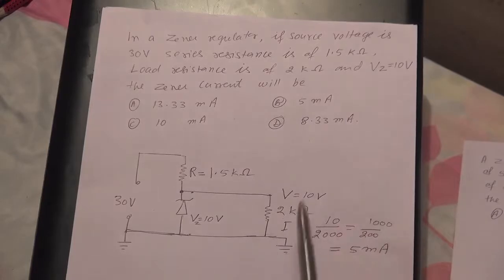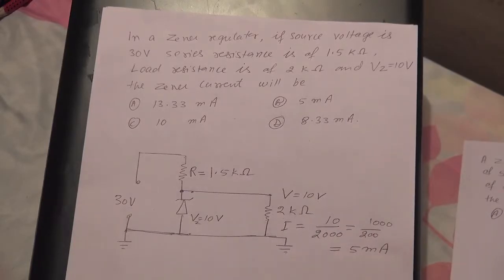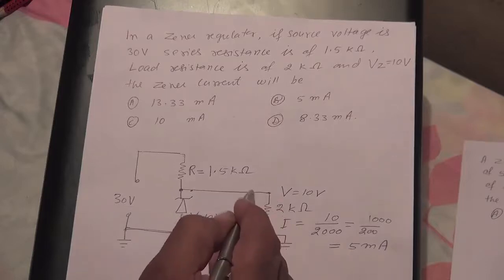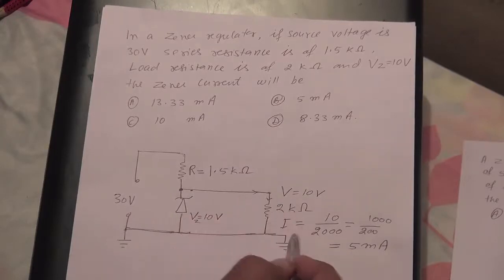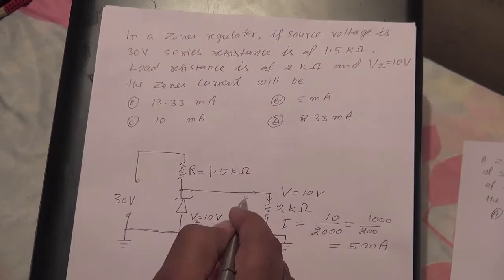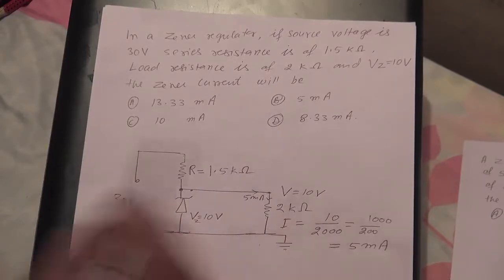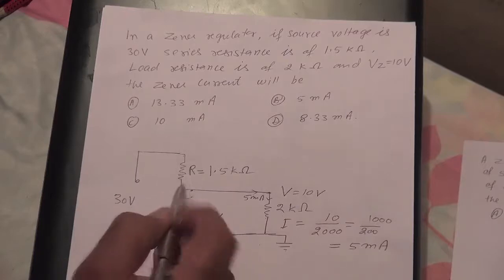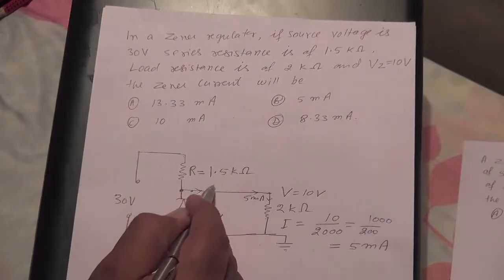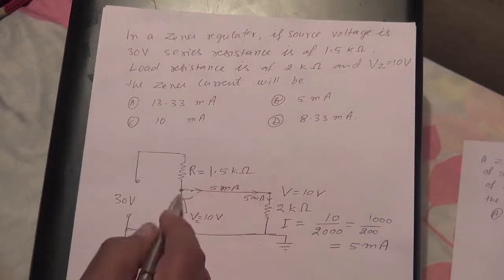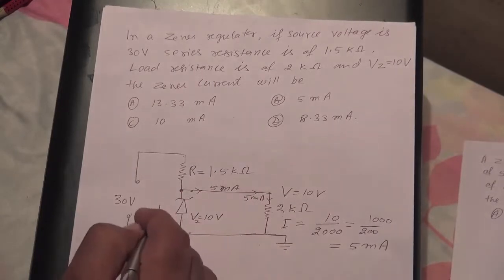Right? So you understand this? Voltage upon ohm is ampere. When we multiply with 1000, it becomes milliampere. So this is 5 milliampere, which is coming here. So we note it down, 5 milliampere in this. Now come here. This is 5 milliampere. We have to find this current. Let us call this IZ.